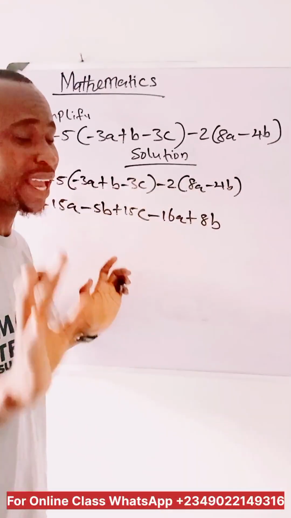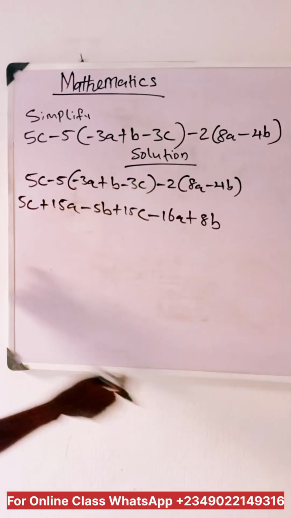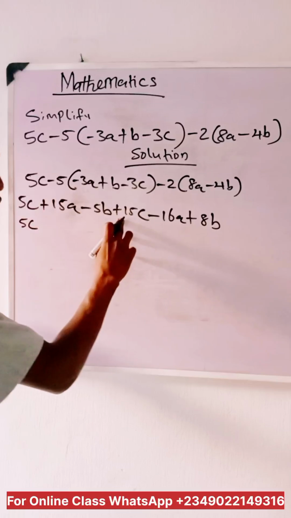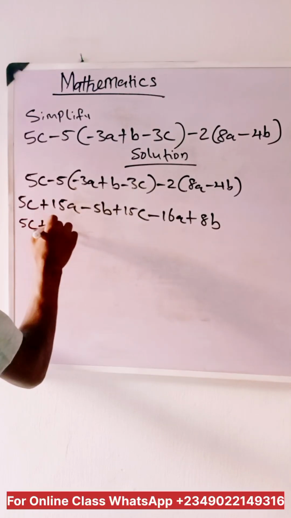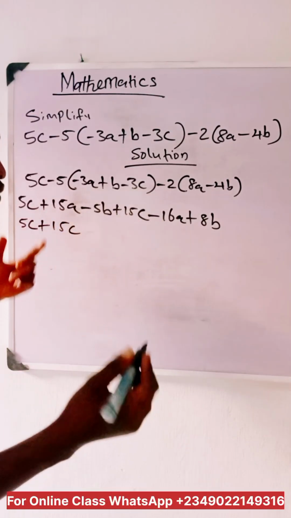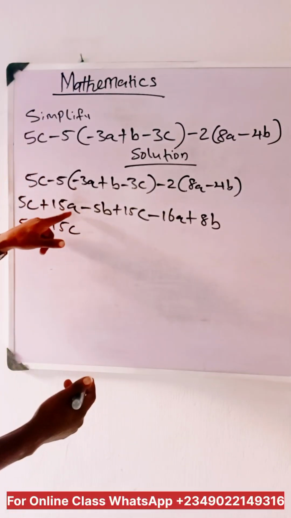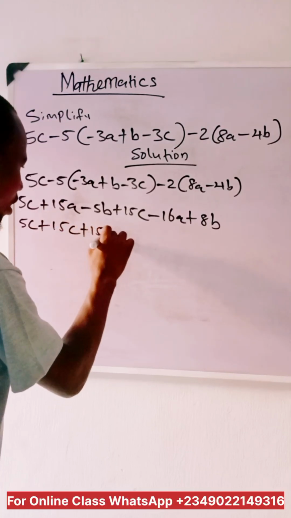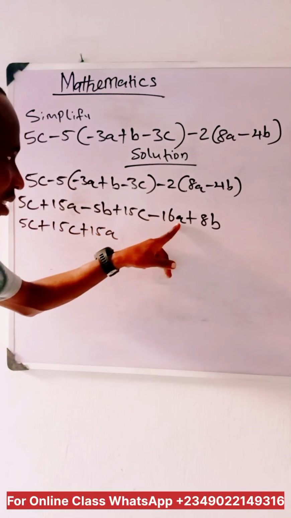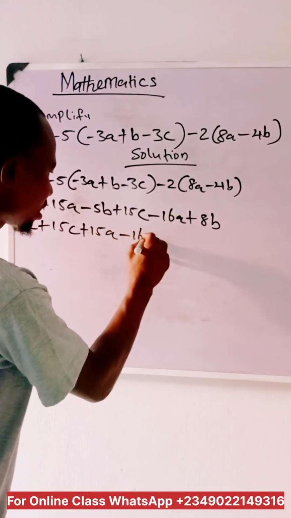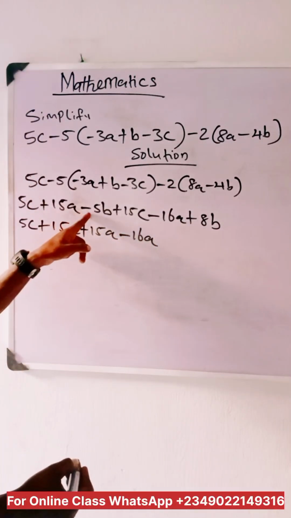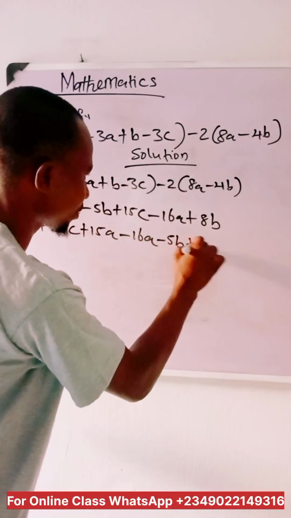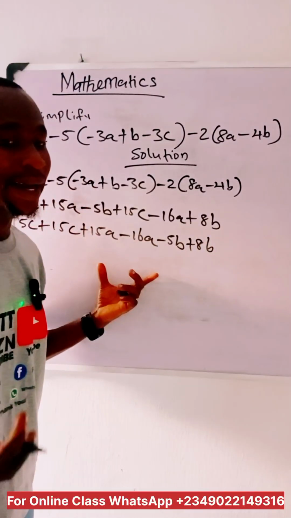The next thing is to collect like terms. Now I have c here first of all. So where do I have c again? I have c here. So what I'm going to have is 5c. What is the sign in front of this 15c? Plus 15c. Okay, do I have c again? No. The next thing is plus 15a. So I have plus 15a. Where do I have a again? Minus 16a. So I have minus 16a. The next thing is my b. I have minus 5b. Where do I have b again? Plus 8b. I've collected my like terms.